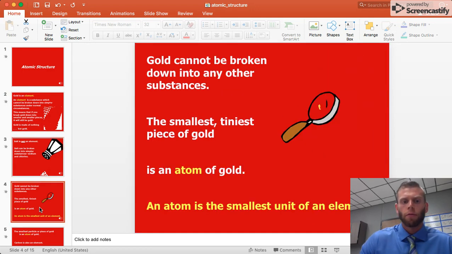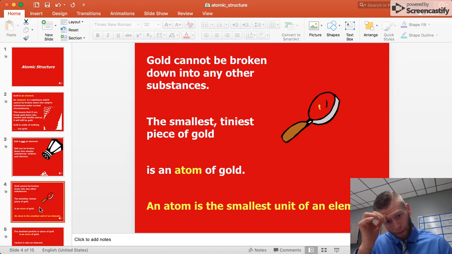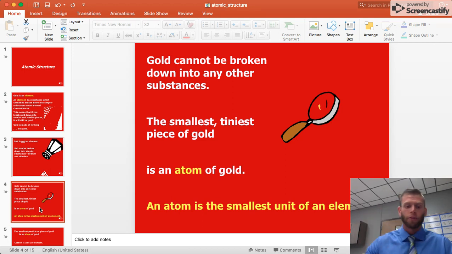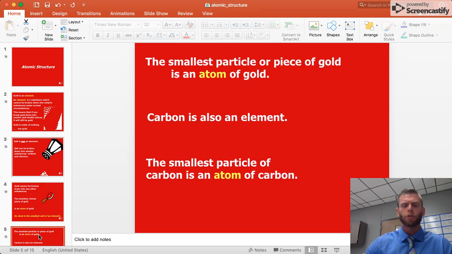So again, gold cannot be broken down into anything smaller than gold. It's just gold. The smallest, tiniest piece of gold is called an atom of gold. The atom is the smallest unit of an element. You should have learned about atoms last year. Atoms make up all matter, right? So the smallest particle of gold is an atom of gold.